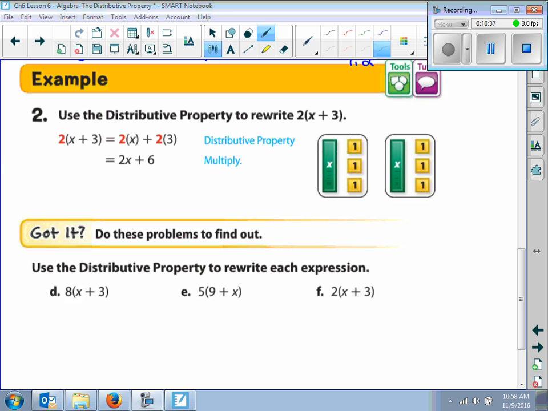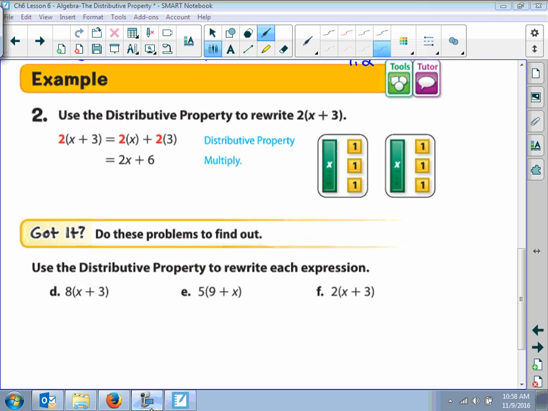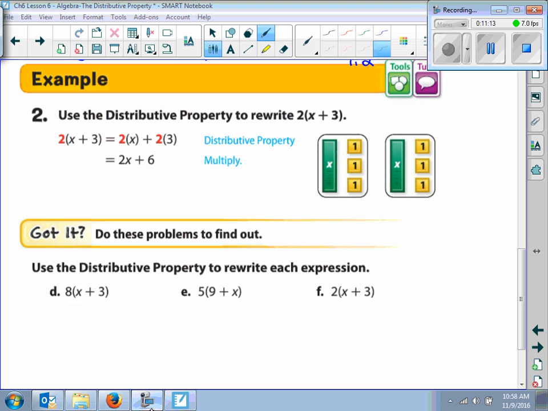Okay? So 2 times x plus 3. That means we have an x plus 3 twice, right? So does everybody see this picture? Yep. Here, there's 2 x's, and there's the x, and the 1, 2, 3. We have 2 of them. So how many x's do I have? 2x. There's my 2x, right? And how many whole numbers do I have? 6. And there's my 6. Is everybody clear? Yes.